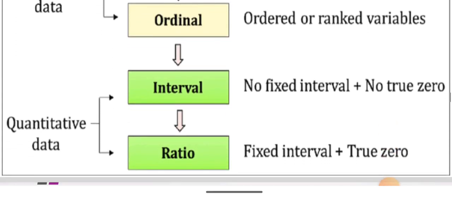Next one, the continuous data is divided into two types: interval and ratio. In an interval there will be no fixed interval and there is no true zero value. Here the value of 0 is not as meaningful when compared to ratio. In a ratio there will be a fixed interval. For example, 2's count, 5's count, 10's count, there will be a fixed interval, and here the 0 also has a value.